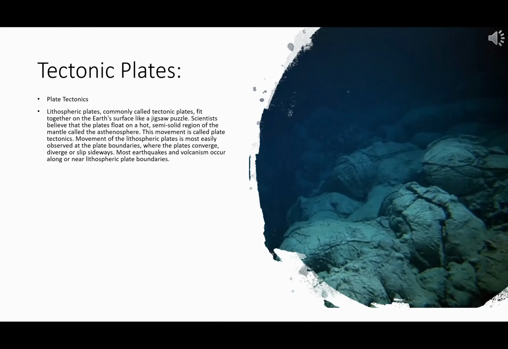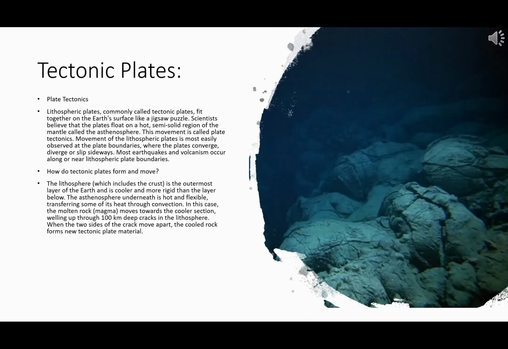What are plate tectonics? Lithospheric plates, usually called tectonic plates, fit together on the surface of the earth, kind of like a jigsaw puzzle. Scientists believe that the plates float on a hot, hard region of the mantle called the asthenosphere. The movement is called plate tectonics. Surprise, surprise. Movement of the tectonic plates can most easily be observed at the plate boundaries where the plates slip and slide around the most. Most earthquakes and volcanic activity happen here.